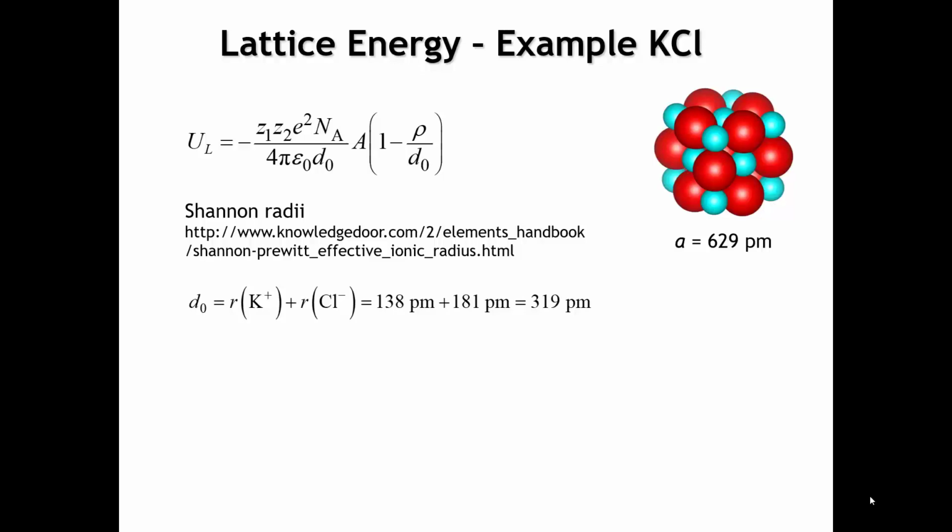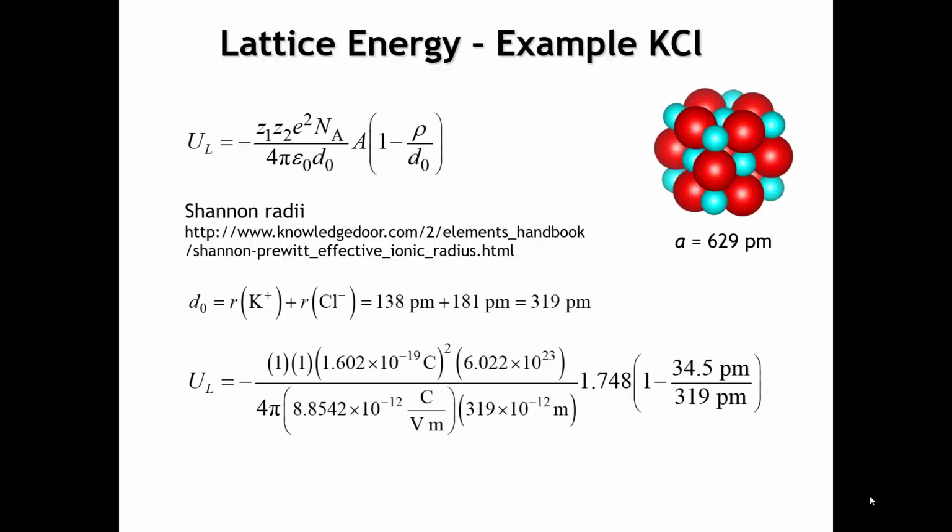I might point out that the Shannon radii vary by the coordination number. So here, I've chosen the radii for 6-coordinate potassium and 6-coordinate chloride, which is the correct coordination number in the rock salt structure. To the extent that we can do it, we're generally going to try and use radii with the most accurate cation coordination numbers.